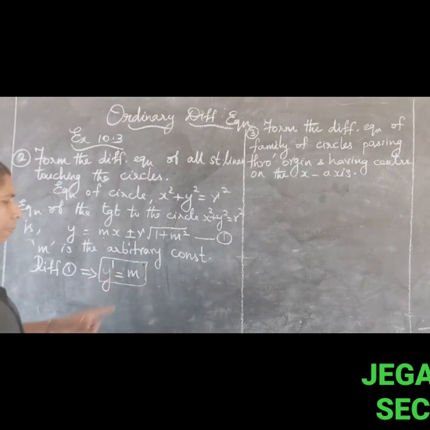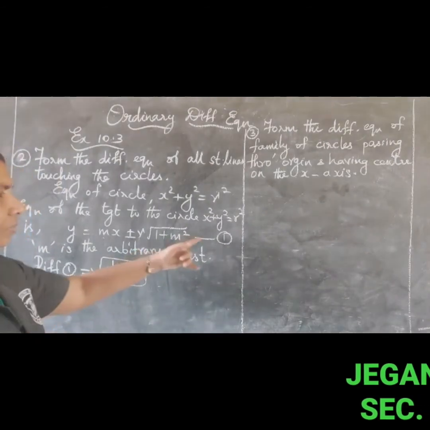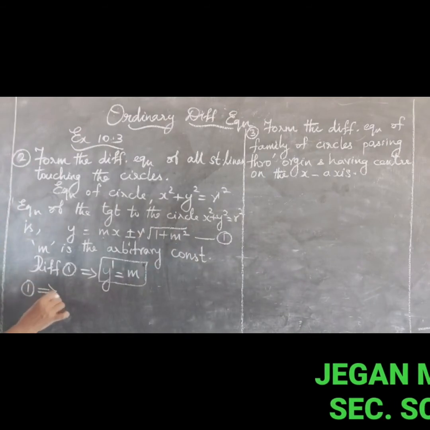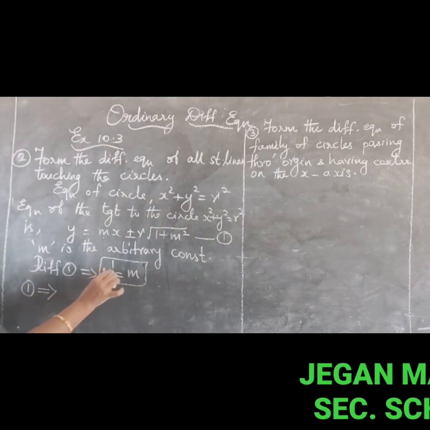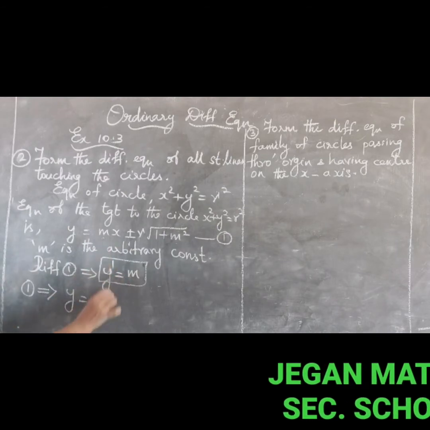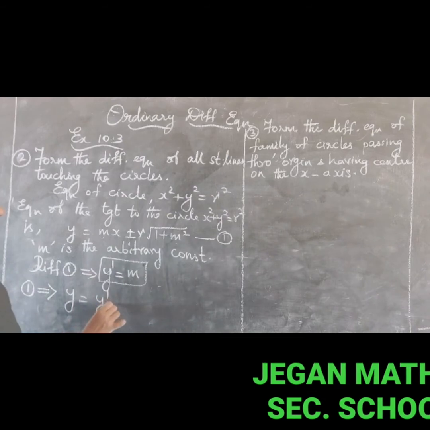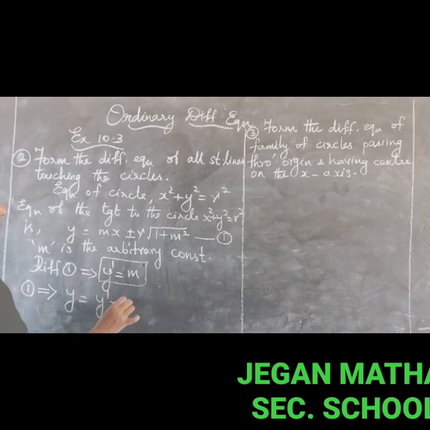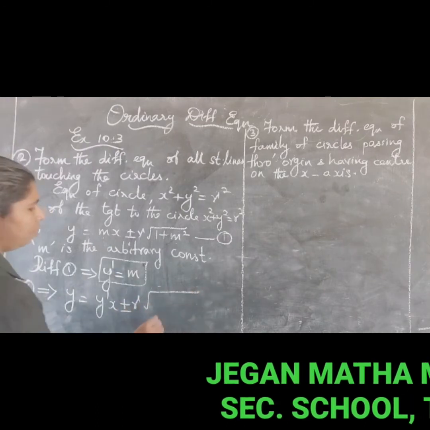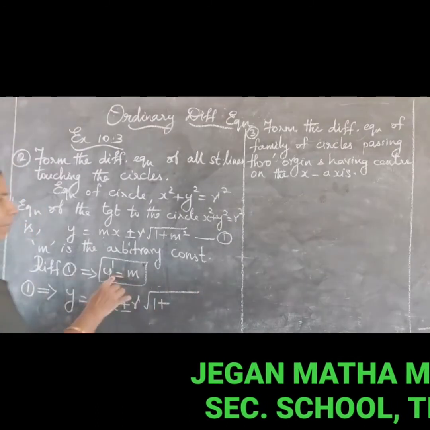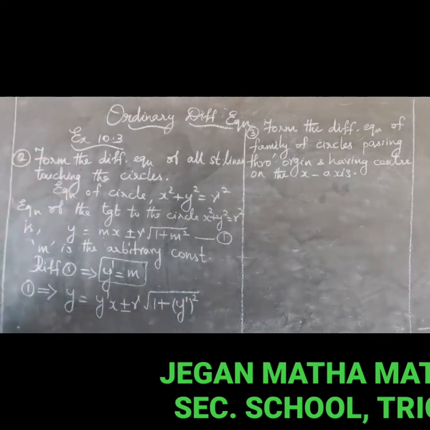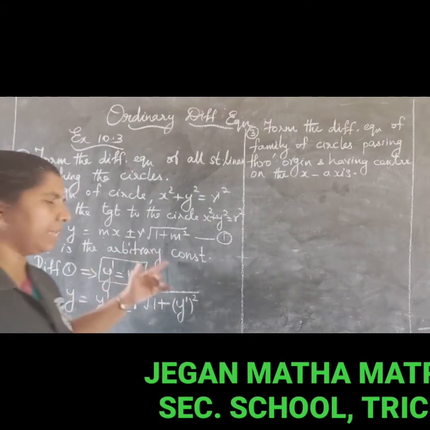Now you can replace m is equal to y dash in the first equation. Therefore, the first equation can be written as y is equal to y dash into x plus or minus r into root of 1 plus y dash the whole square. So now m is eliminated.